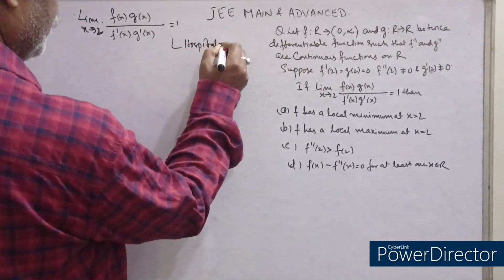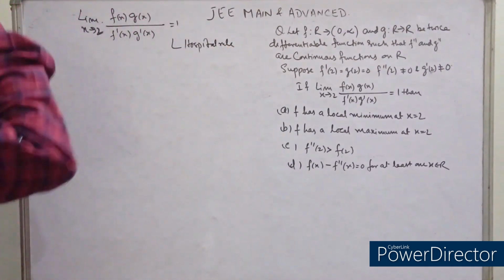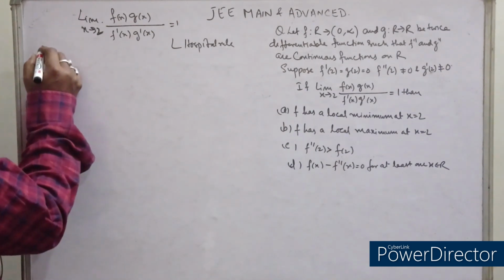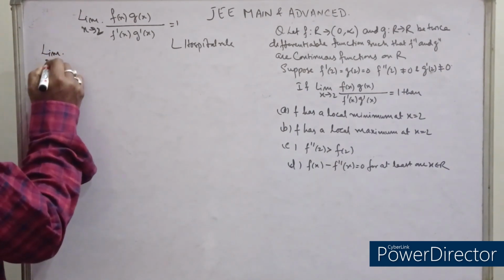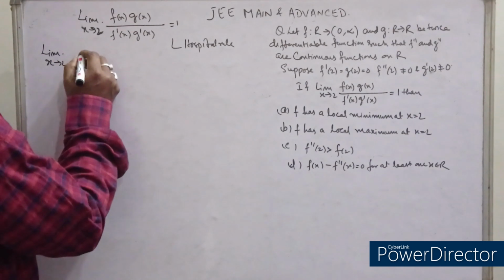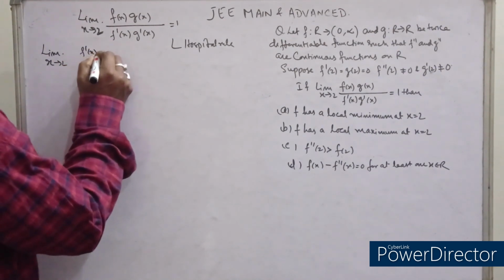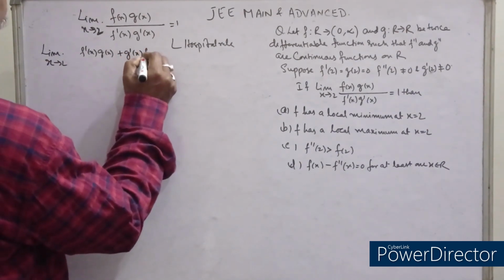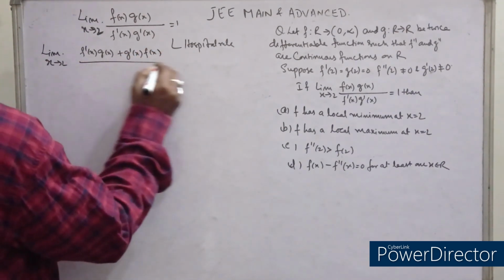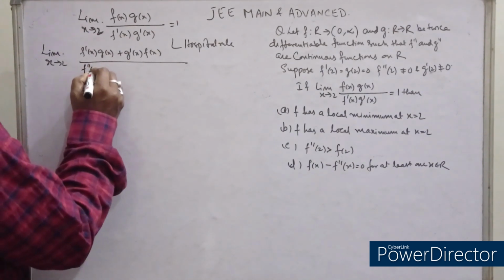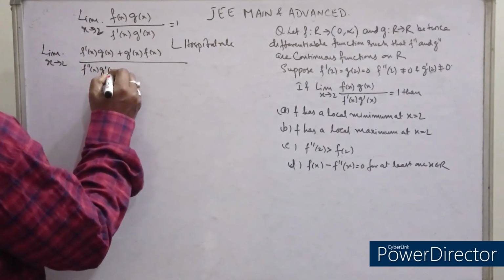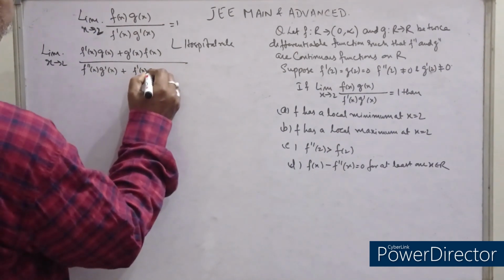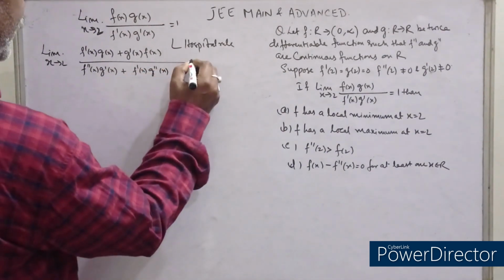I'm going to use L'Hospital's rule. According to it, I have to differentiate the numerator as well as the denominator. So here this will be limit x tends to 2, this is the product rule, f dash x g x plus g dash x f x, and here this will be f double dash x g dash x plus f dash x g double dash x, and this is equal to 1.